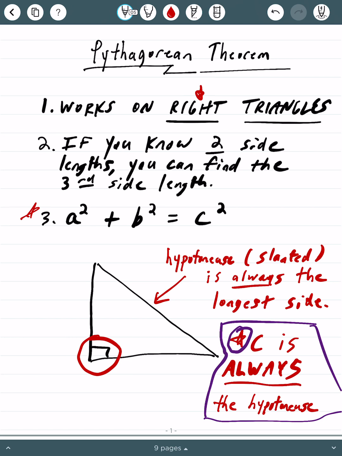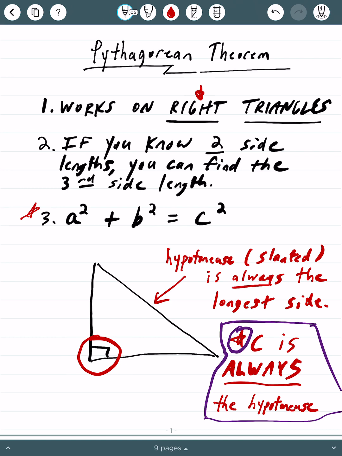The hypotenuse, that's a funny word. Sometimes I'll say hypotenuse, sometimes I might say the slanted or the leaning side, okay? But that's called the hypotenuse. It is always the longest side. Now, on some of my drawings, it may not look like that because I'm not much of an artist, okay? But it's always the longest side.